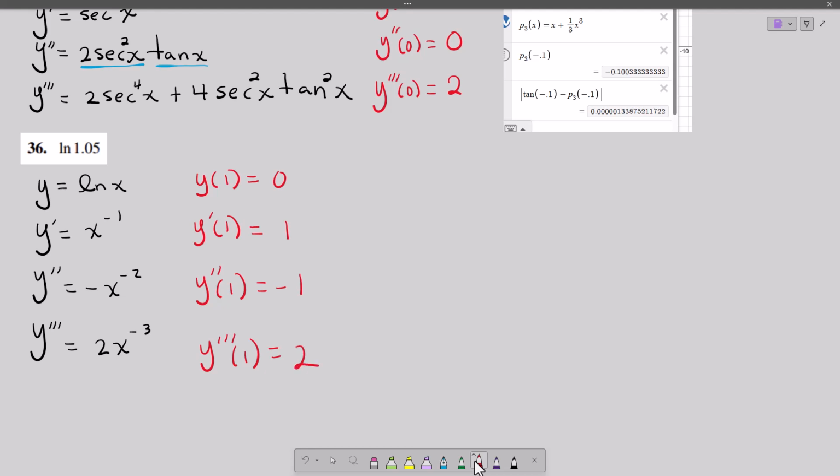So those should be your building blocks for your coefficients: the value of the function and its derivatives. And our polynomial, our p sub 3 of x, will be 0 plus 1 times x minus 1.